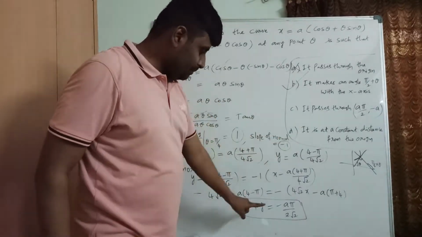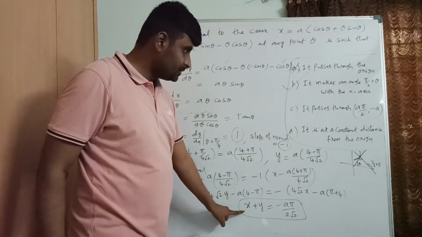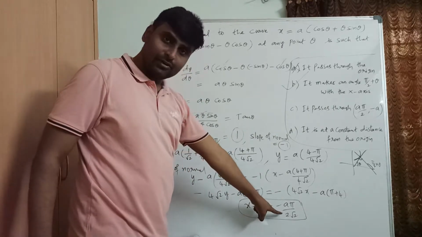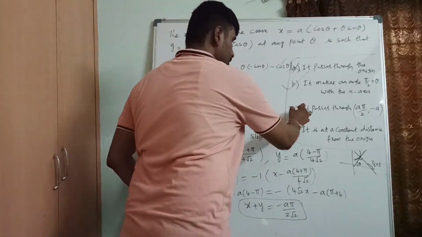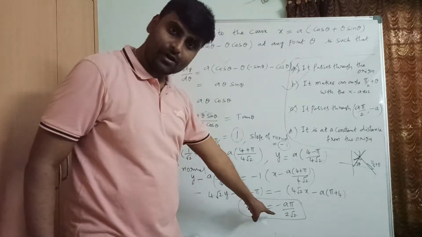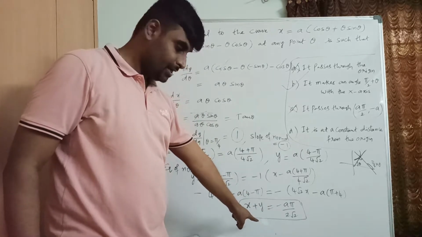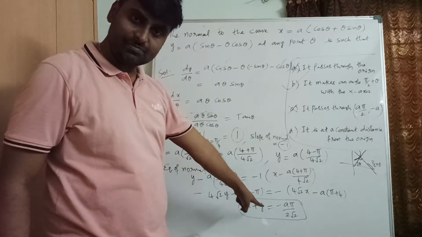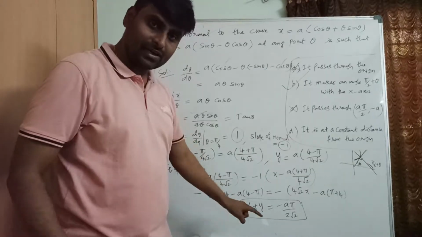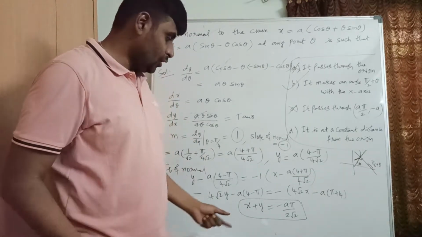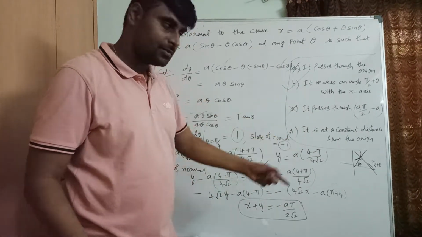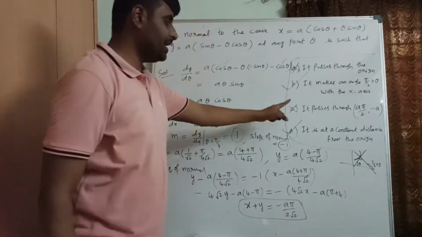Now, does it pass through this point, a pi by 2 minus a? Will you get this result? No. Now, is it at a constant distance from the origin? Yes. So mod c by root a square plus b square is the distance from the origin to any line. We will get some constant. Correct or not? Obviously, every line is at some distance from the origin. So options B and D are correct.